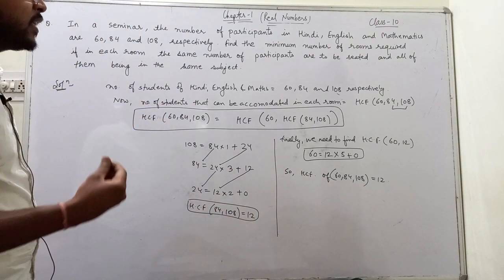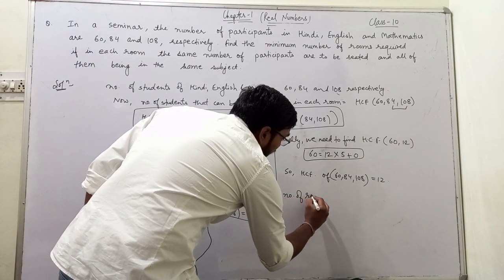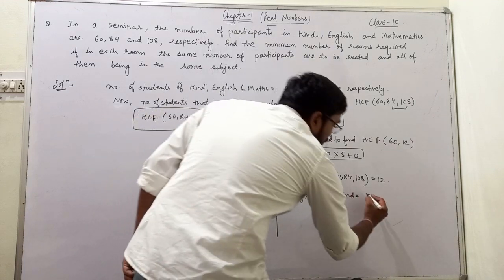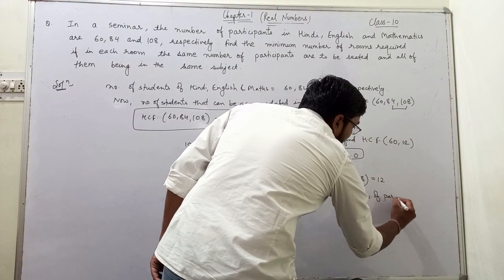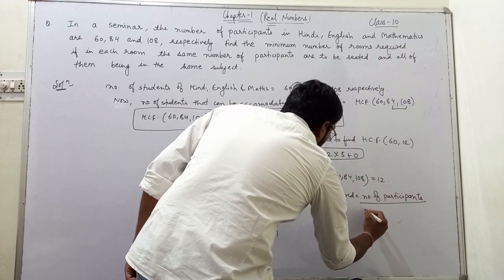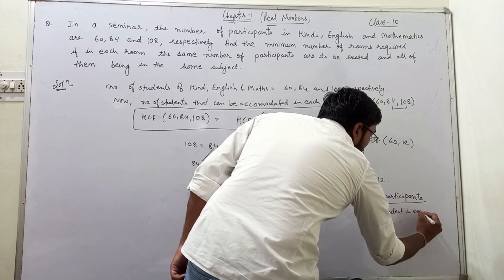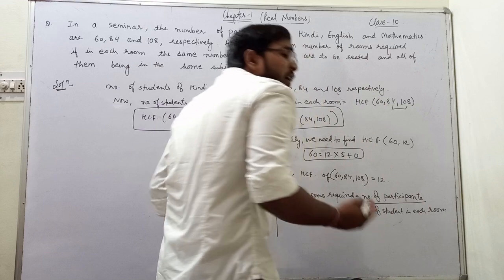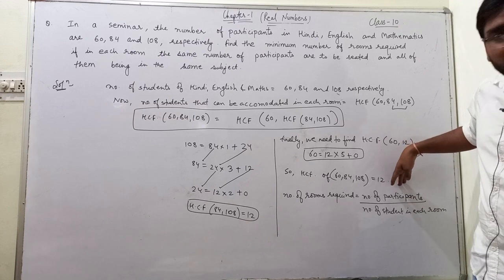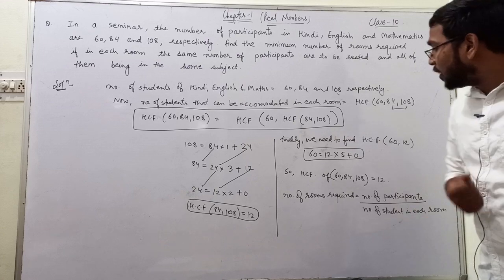Okay, so to find the number of rooms, what we do is: number of rooms required is equal to number of students, number of participants, divided by number of students in each room. Okay, it's common sense. Total number of students will come on the numerator, and the number of students that are placed in each room will become the denominator.